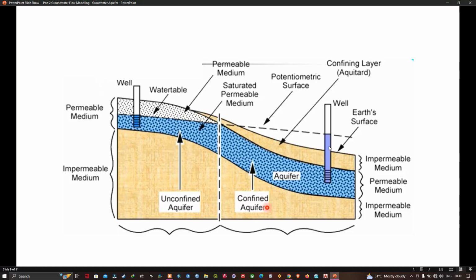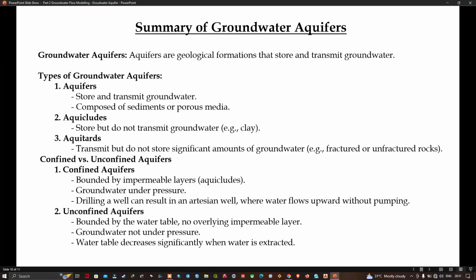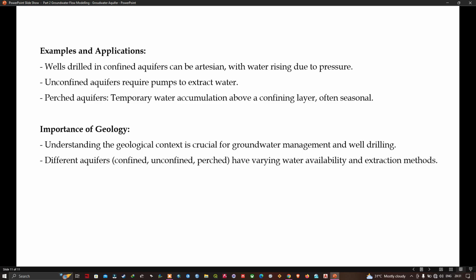In this video we have seen detailed information about the groundwater aquifer. Aquifers are geological formations that store and transmit water. For types of aquifers, we saw aquifer, aquiclude, aquitard and aquifuge. Aquifers can be classified into confined as well as unconfined aquifers. A well drilled in a confined aquifer can be artesian, with water rising due to the pressure. An unconfined aquifer requires a pump to extract water. The perched aquifer is a temporary water accumulation above a confining layer, often seasonal.